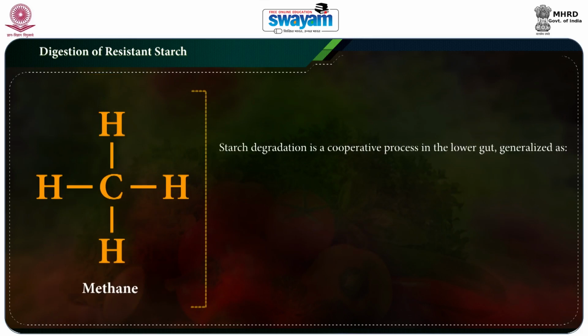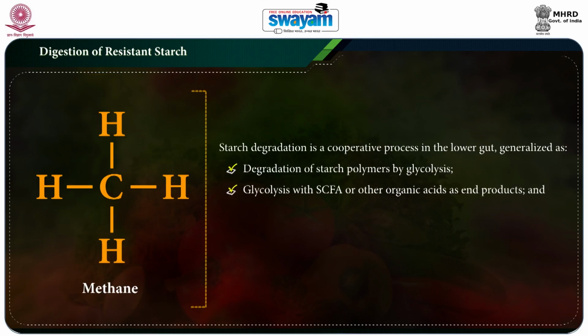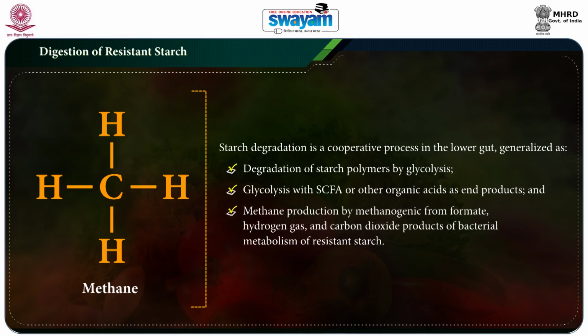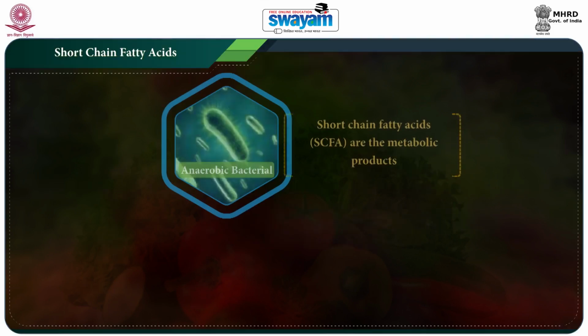Starch degradation is a supportive process in the lower gut: degradation of starch polymers in glycolysis has short-chain fatty acids or organic acids as end products. Methane is produced by methanogens from formate, hydrogen gas and carbon dioxide, which are products of bacterial metabolism of resistant starch.